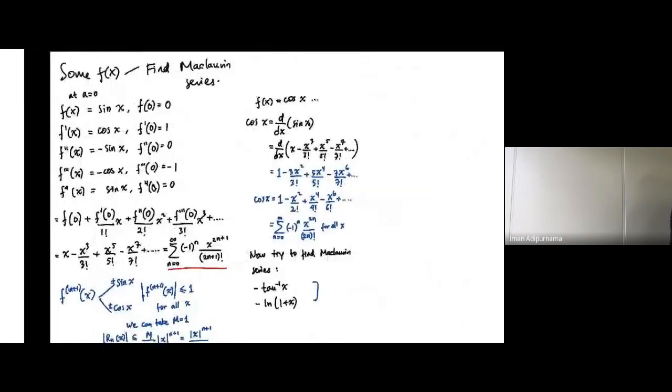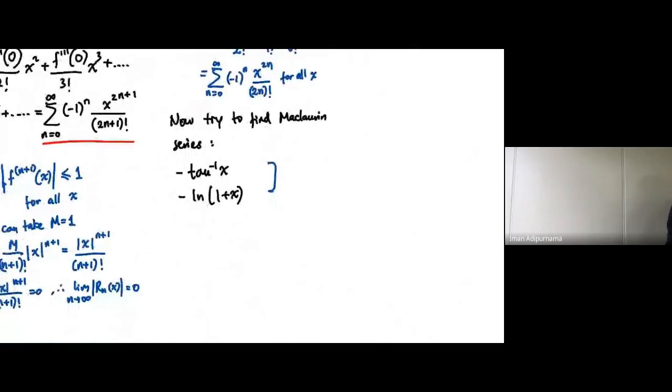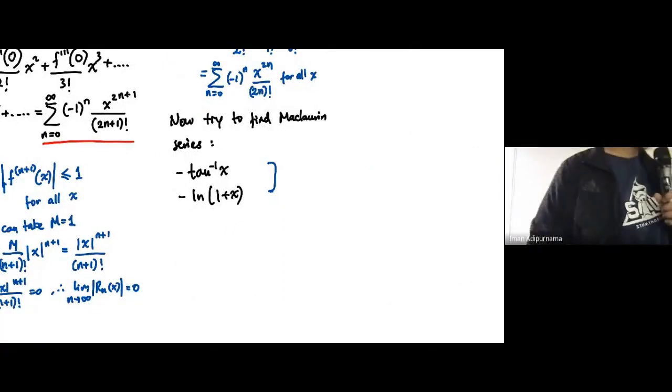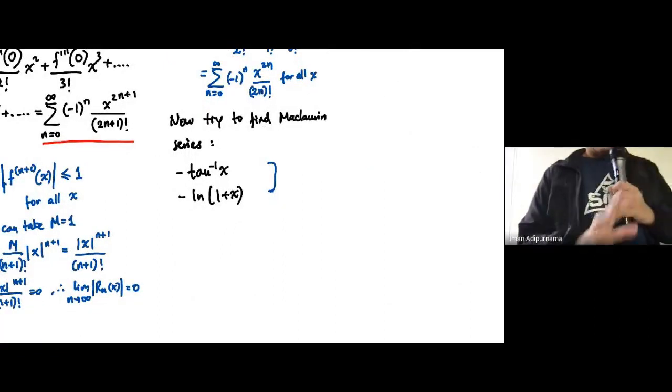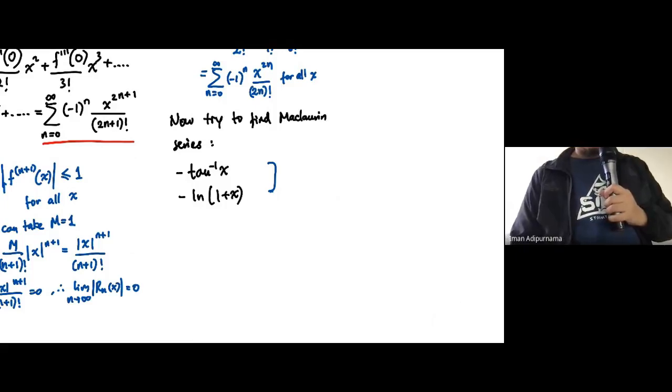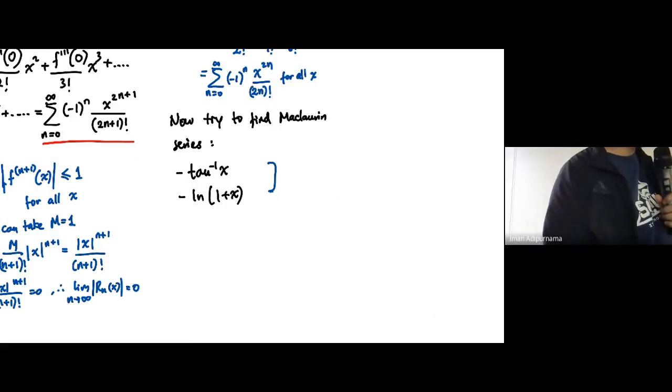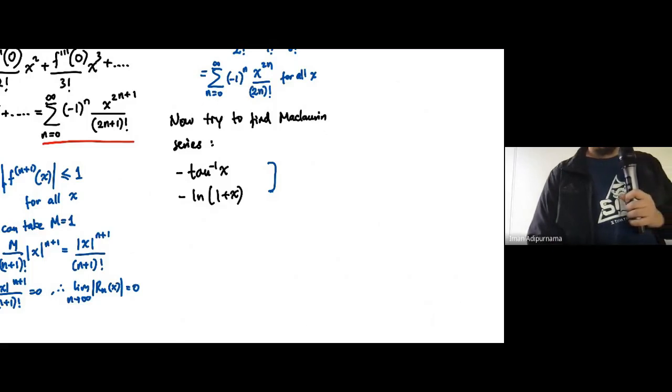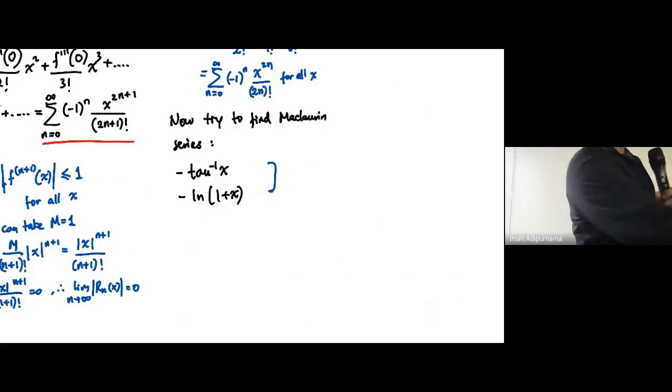Okay, I hope you can try at your home this tangent inverse and ln. And I will stop here and see you next week. And if we finish chapter 11, I will continue chapter 12 a little bit, and then maybe before the midterm.